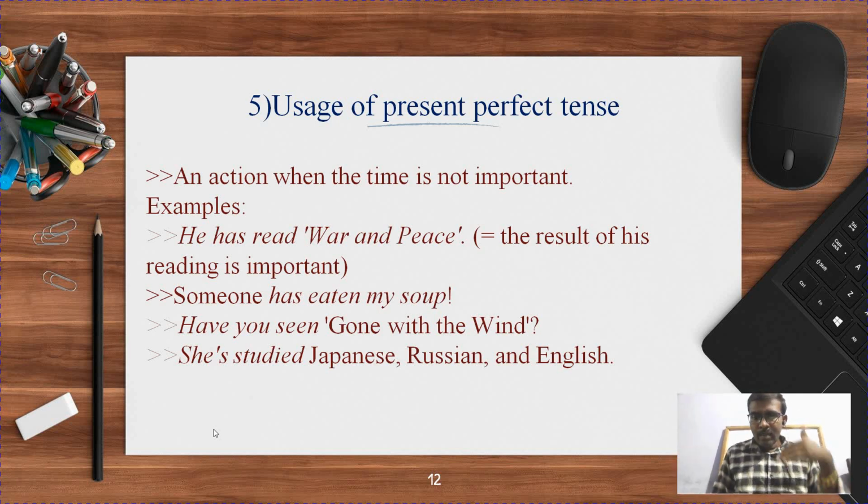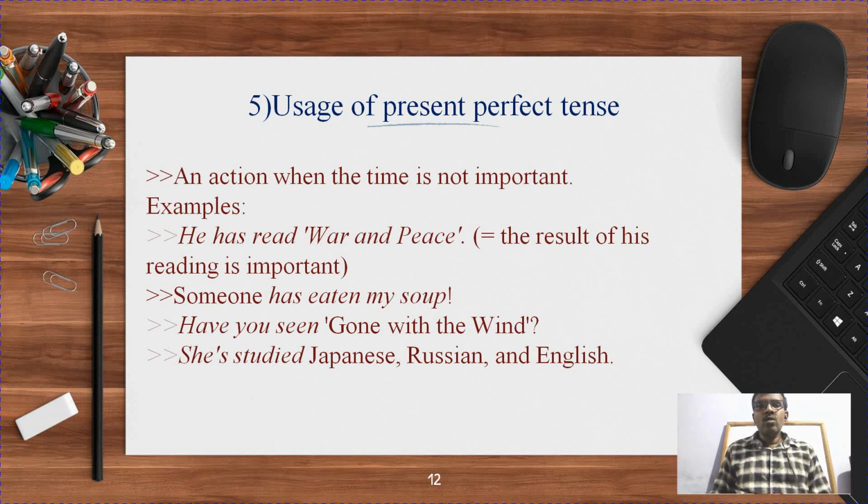Someone has eaten my soup, right? Have you seen Gone with the Wind? We are not giving importance to the time, but the action is important here, right? She has studied Japanese, Russian, and English. The action is important, but the time is not important. So in various aspects we can use the present perfect tense.